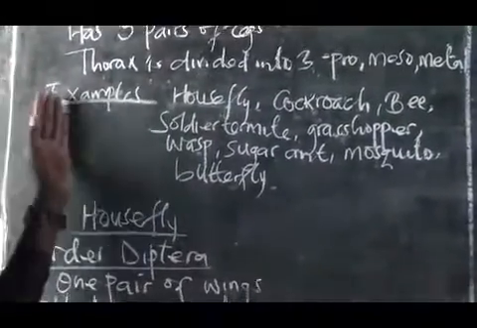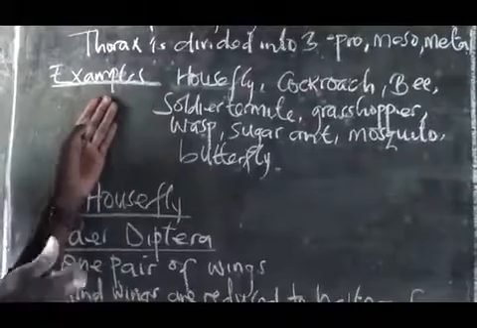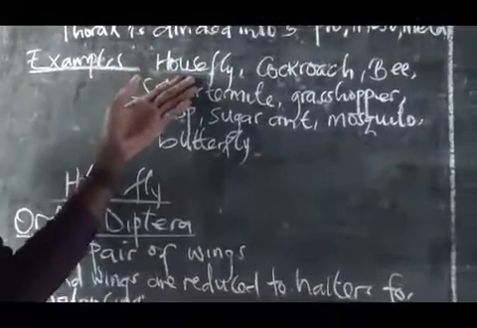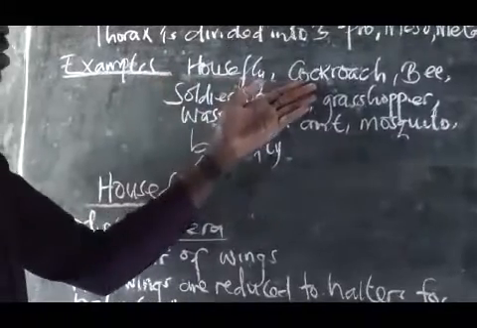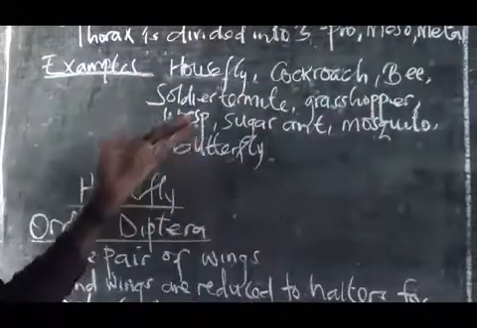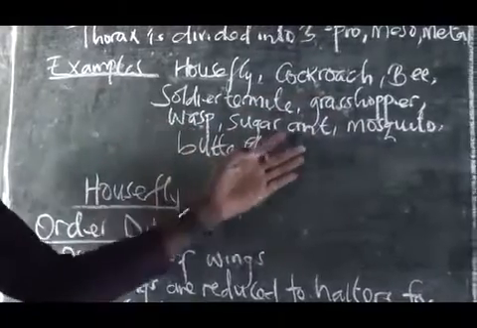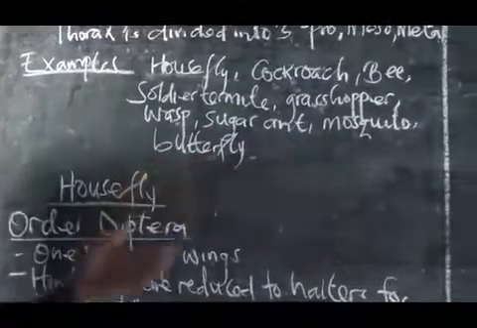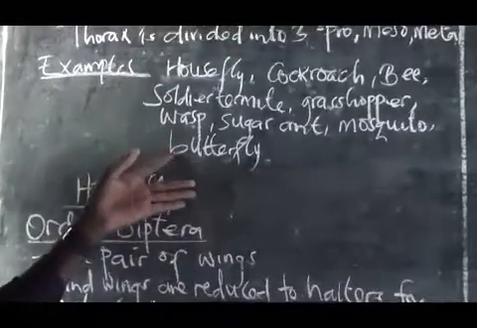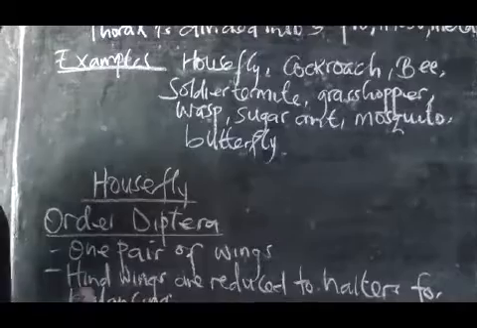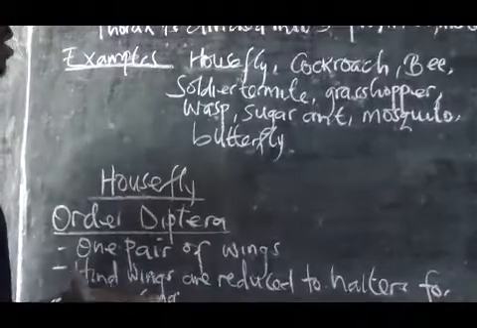Now we have examples of common insects that we see most of the times. That is the housefly, we have the cockroach, we have the bee, honeybee, we have the soldier termite, we have the grasshopper, we have the wasp, we have the sugar ant, mosquitoes, and butterflies. Now each of these insects has functions in the environment. They have importances, economic importances.